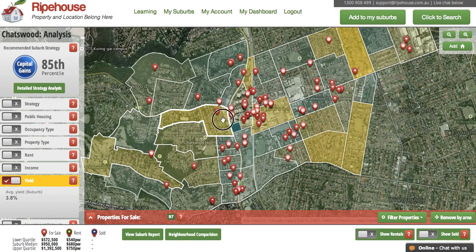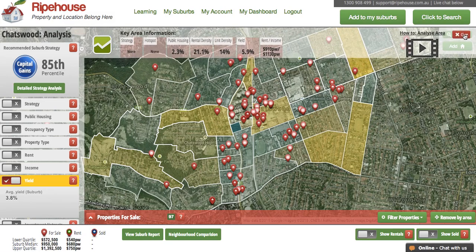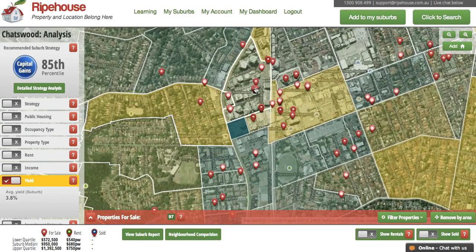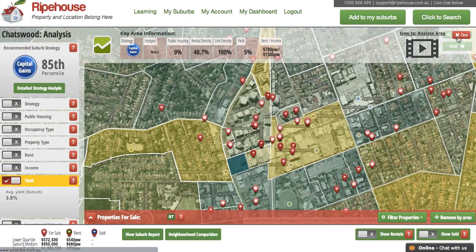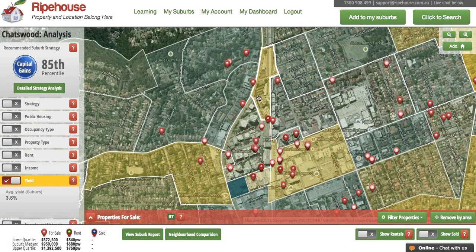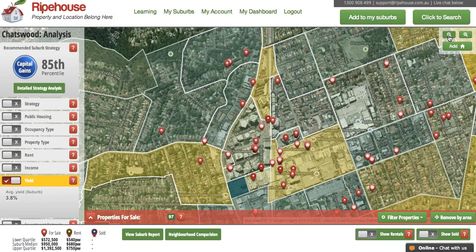So anything in the yellow is higher than average yields. 5.1% yield over here, 5.9% over here. However, we've got definitely reasonable yields through the middle here where we're looking at, so 5% yields in this particular street. The street over the road, coincidentally, is only 3.2% yield, and this one is only 3.1. So you can get a really good feel for how the yields change across the suburb, which is really important.